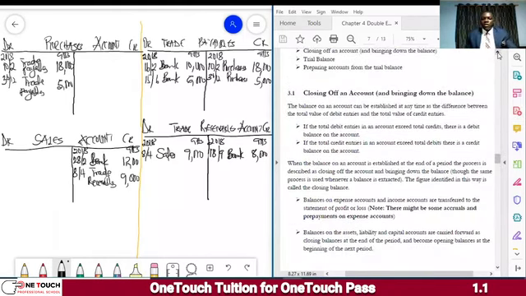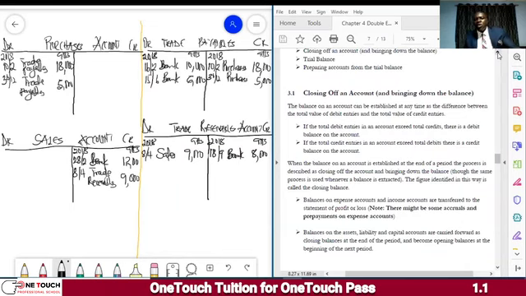close off an account and bring down the balance. And we're saying the balance on account can be established at any time as the difference between the total value of the debit entries and the total value of the credit entries. Good. Now, if the total debit entries in an account exceed total credits, there is a debit balance on the account, and if the total credit entries in an account exceed total debits, there is a credit balance on the account.